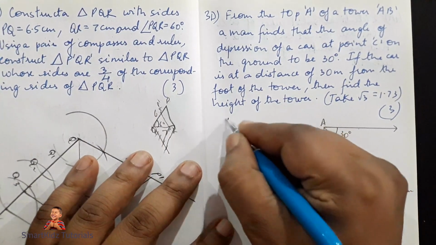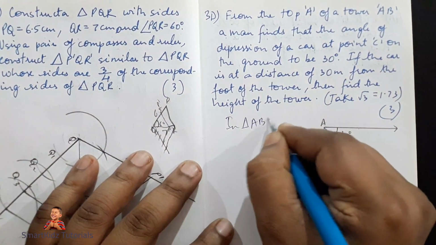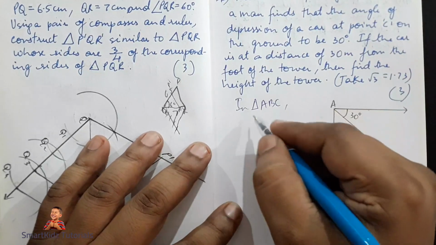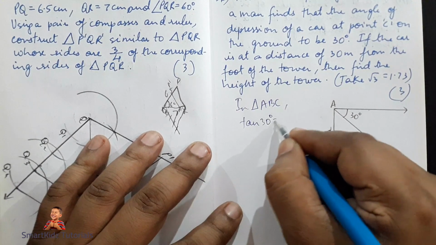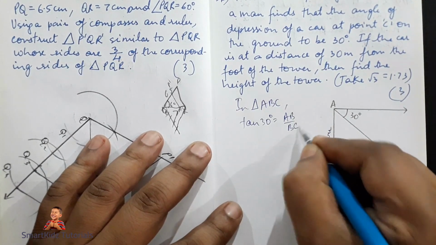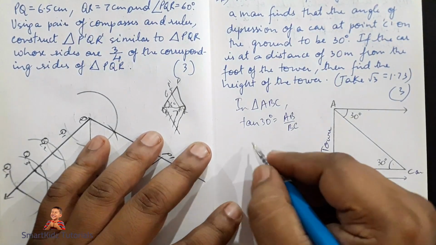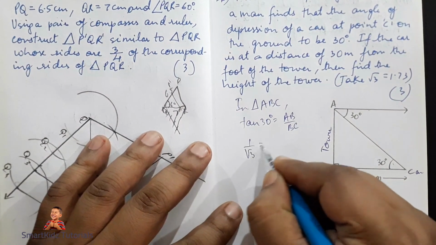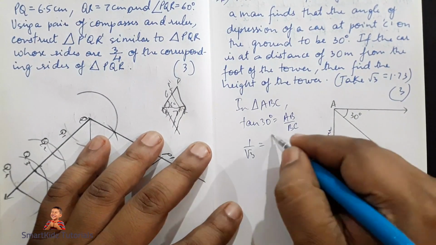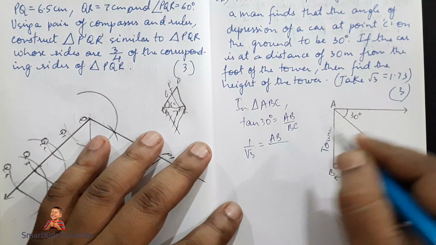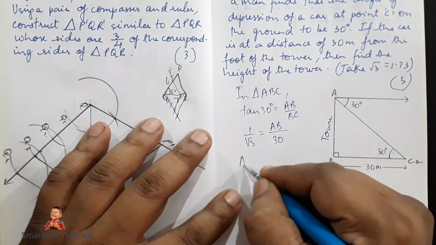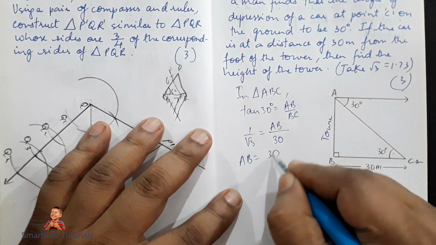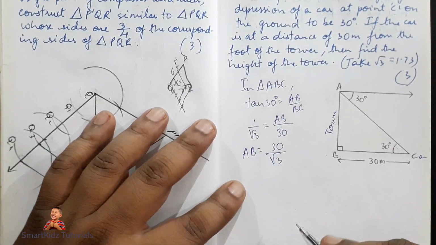So we'll say in triangle ABC, tan 30 degrees is equal to AB upon BC. AB upon BC, tan 30 is 1 upon root 3. AB we have to find out, which is the height of the tower, and BC is 30. Okay, so AB we take as 30 upon root 3.